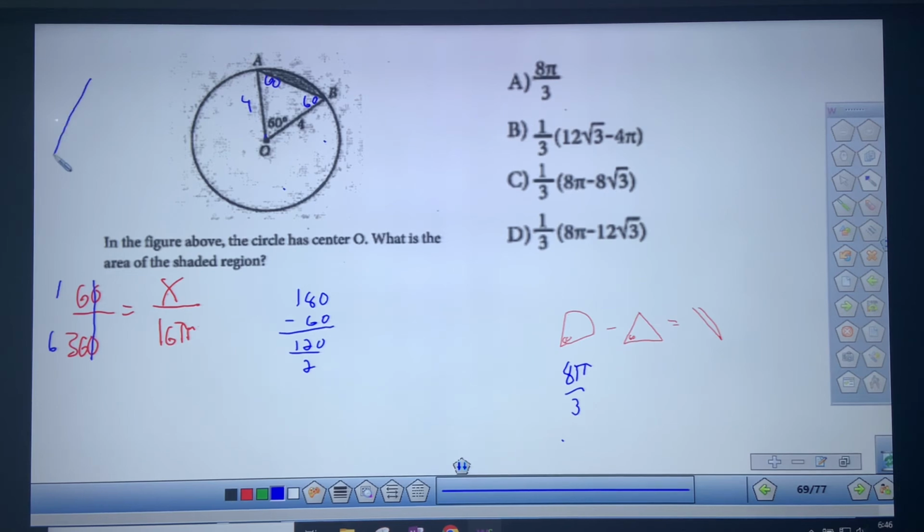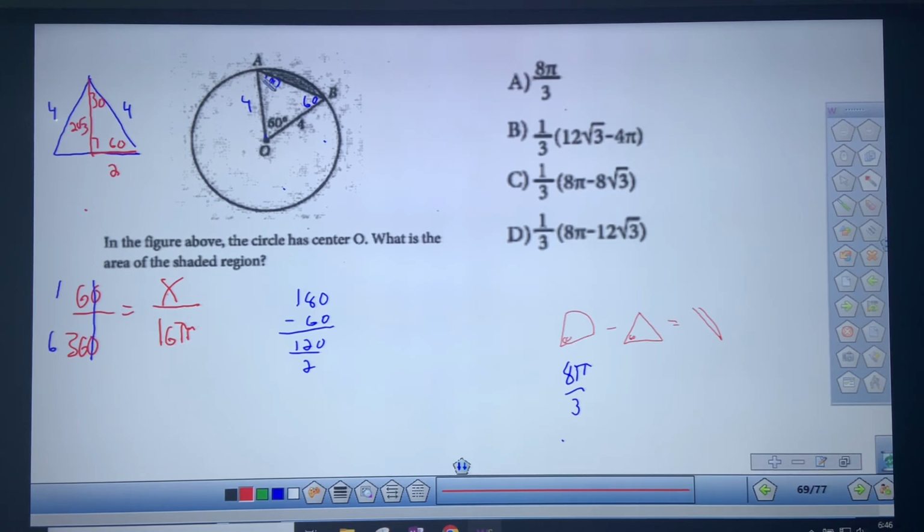So if I have an equilateral triangle with the side length of 4, its base would also be 4, and this side would also be 4. If I cut that in half, that's going to give me a length down here of 2. This angle would be 60, this angle would be 30. Now I have a 30, 60, 90 right triangle. 4, 2, 2 root 3.